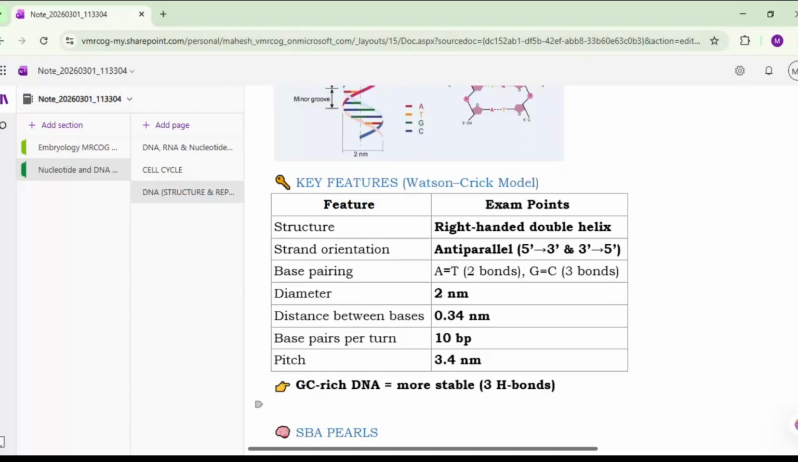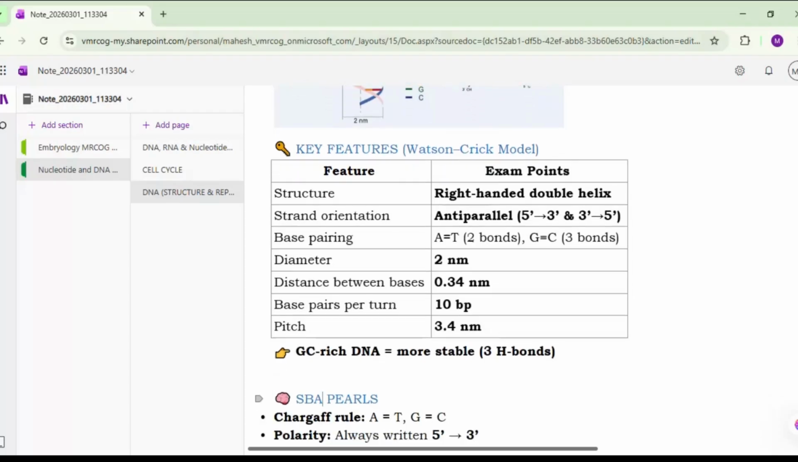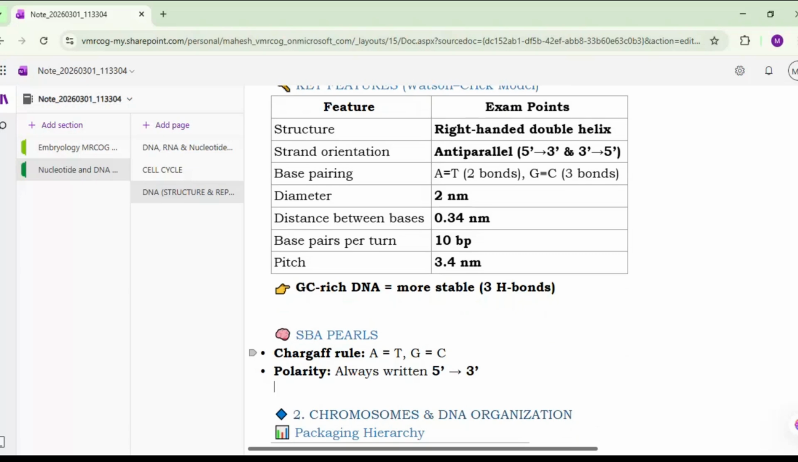So if you have a DNA which is rich in guanine and cytosine, it is more stable because it has got 3 hydrogen bonds. Okay, so there is a Chargaff rule which says that adenine will combine with thymine and guanine will combine with the cytosine. Okay, and the polarity which is written already is from 5' to 3'.